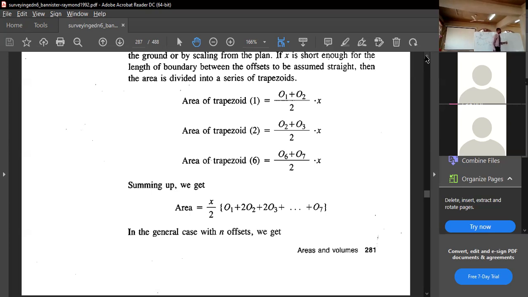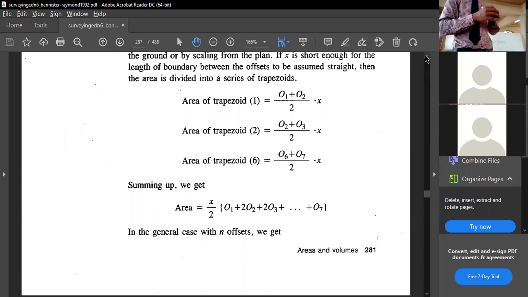Even, isn't it? How many offsets do I have? I just have this one and that one, so I have 3 offsets. In other words, I can write the relation between the number of offsets and the number of strips.